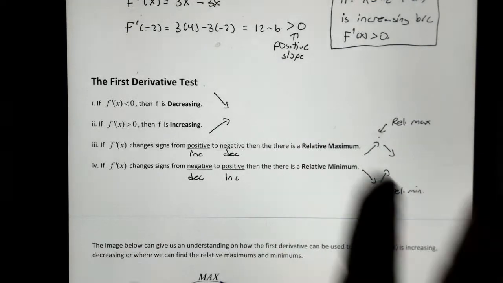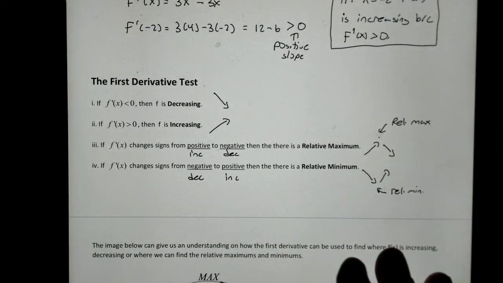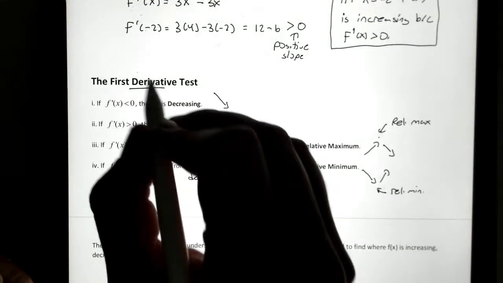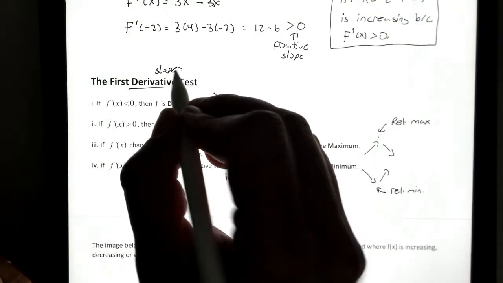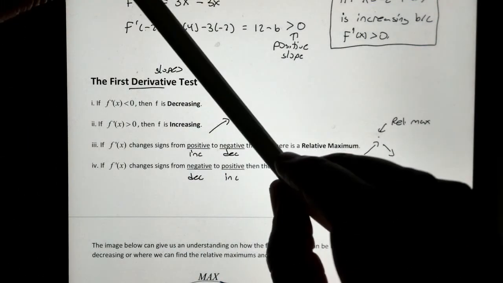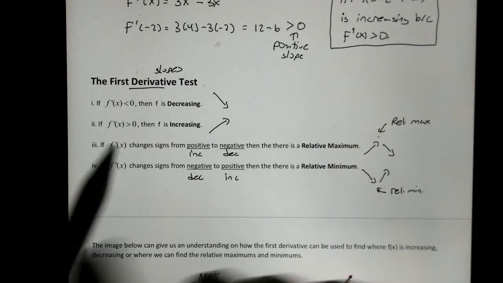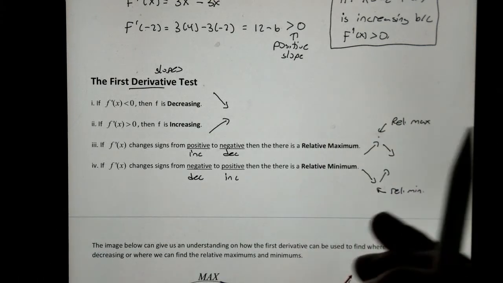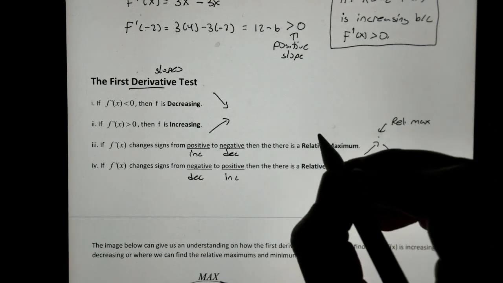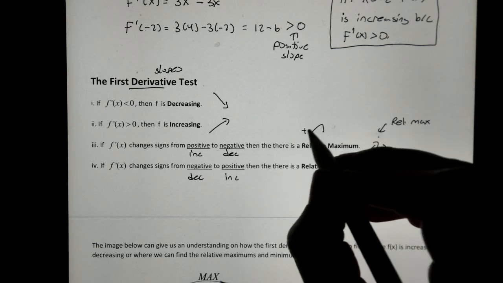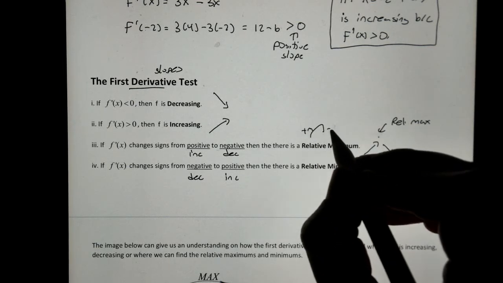So this is what we call the first derivative test. All it does is say, given the slopes of the graph, we can tell if a function is decreasing, increasing, if we have a relative maximum, or if we have a relative minimum. Remember, for a maximum, our slope goes from a positive slope to a negative slope.